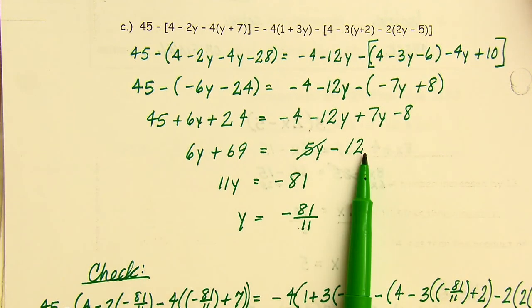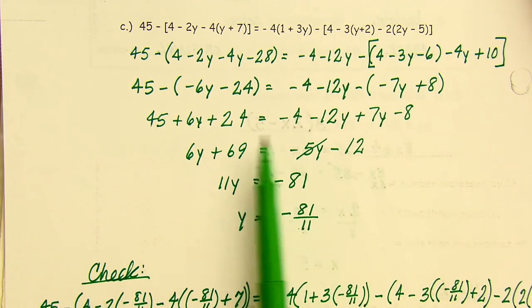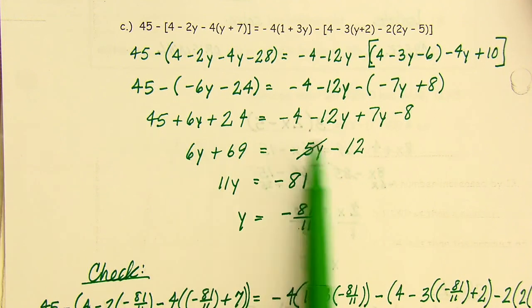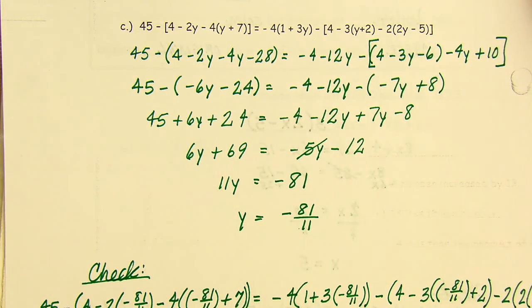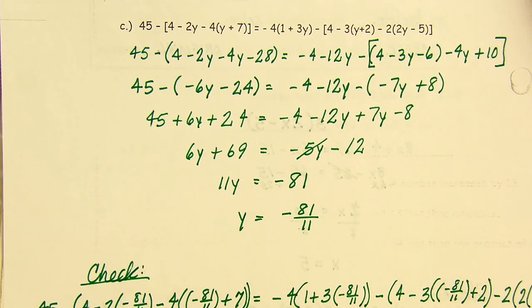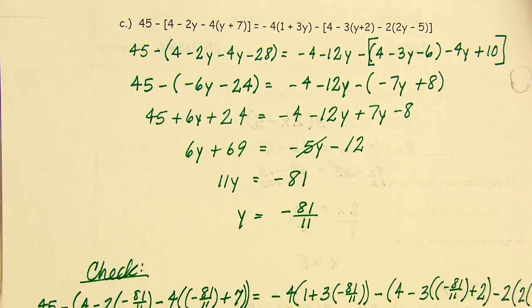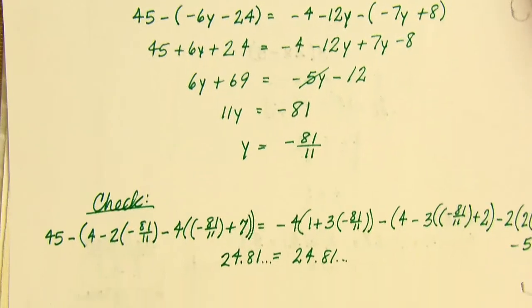And then what I ended up doing was taking this over and taking this over at the same time to get 11y equals negative 81, and y equals negative 81 over 11. Now this is the exact answer. If you typed that in the calculator, I'm not sure what you're going to get, but I will do that in a moment after I show you my check.